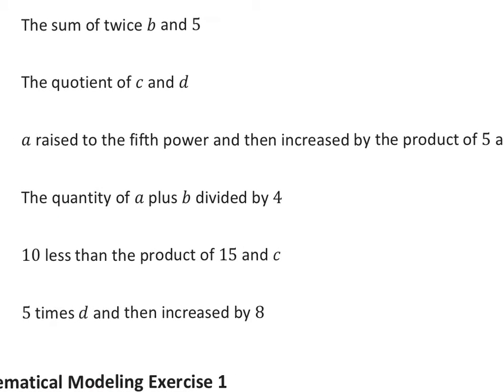All right, we have the sum of twice b and 5. So it wants us to underline the key terms, in which case I think sum obviously tells us to add. And then twice tells us not just times, but times 2. So we're looking for 2b, twice b, and 5 would be the sum of twice b and 5. The quotient of C and D would simply just be C divided by D, right?